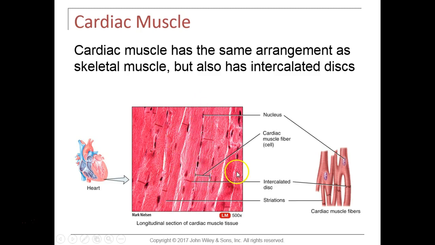So we do not need a neuron making a synapse with every single cardiac muscle cell in order to get your heart to contract. But we do need that for your skeletal muscle. If you sever a nerve to your skeletal muscle, it is paralyzed. That's not the case with our heart.